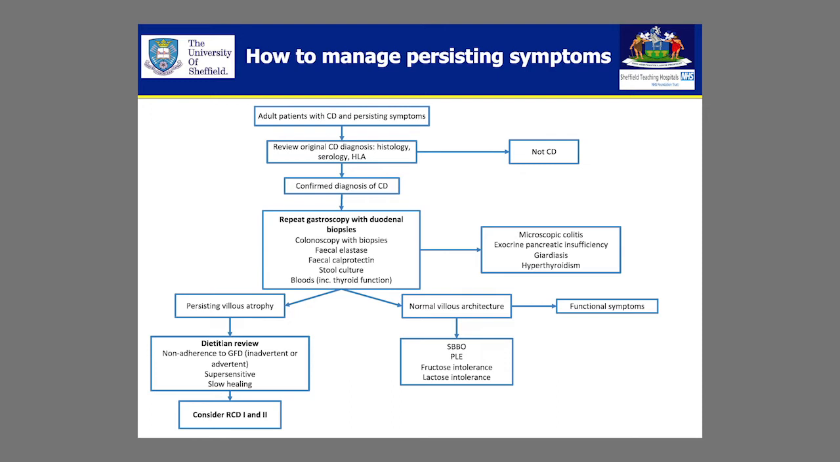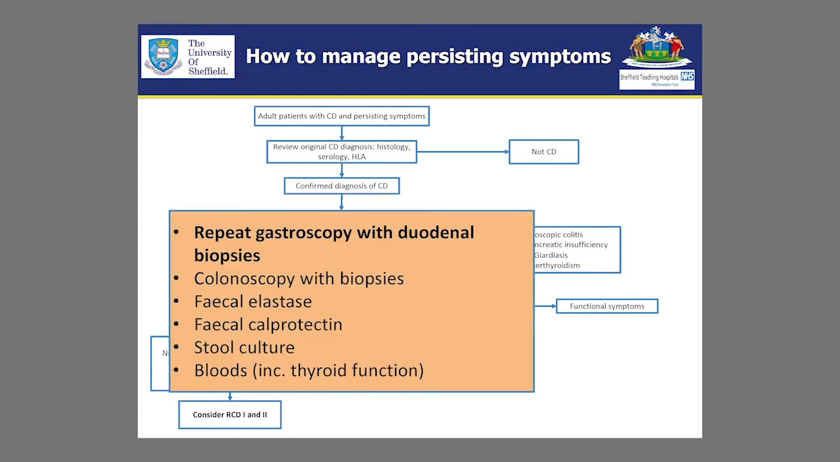Now, after that, if they have a confirmed diagnosis of celiac disease and persisting symptoms, we move on to the next part of our algorithm. And this part is really important, and it's been touched on already today, but these patients need a repeat gastroscopy and repeat duodenal biopsies. I don't think that we can label patients as being functional without doing a repeat biopsy, because we don't know whether these patients have ongoing villus atrophy or not.